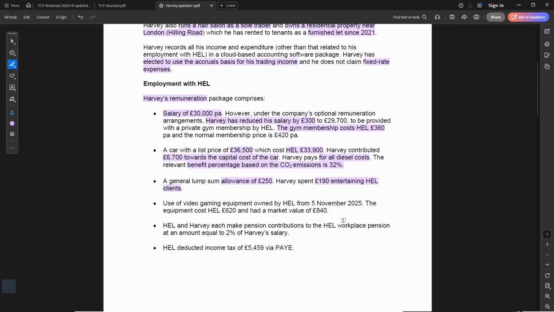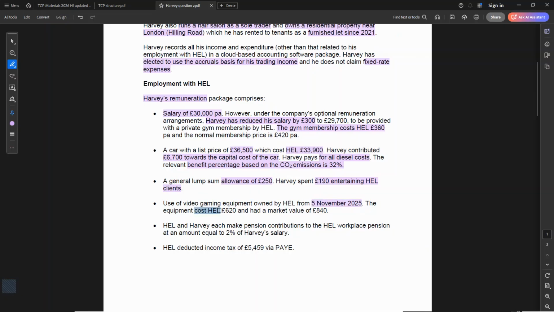Use of video gaming equipment owned by HEL from 5th of November 25. We know that we're looking at the tax year to 5th of April 26, so this benefit is only available for part of the year, so we're going to need to prorate it here. It's only available from 5th of November until 5th of April, so that would be 1 month to 5th of December, then to January, then to February, then to March, then to April. So that will be 5 months of the year. So 5/12 of the annual amount will be taxable.